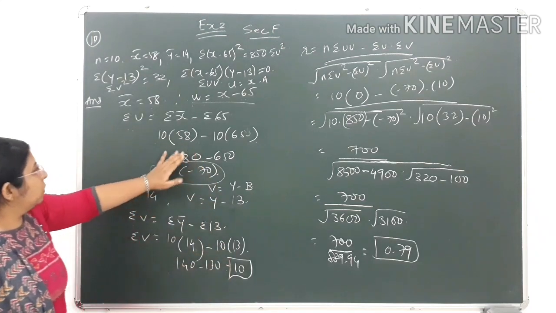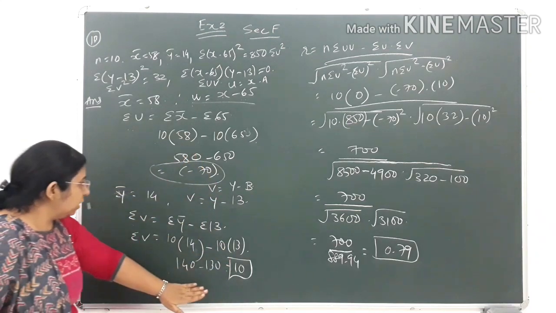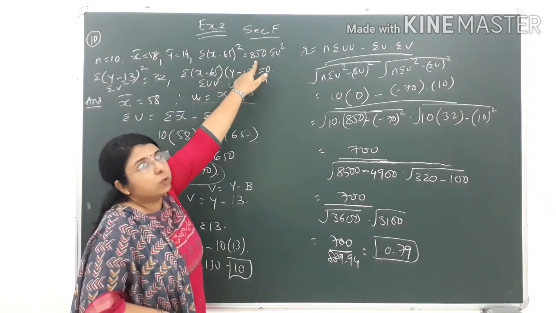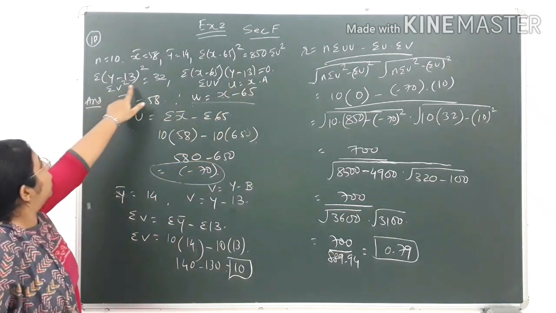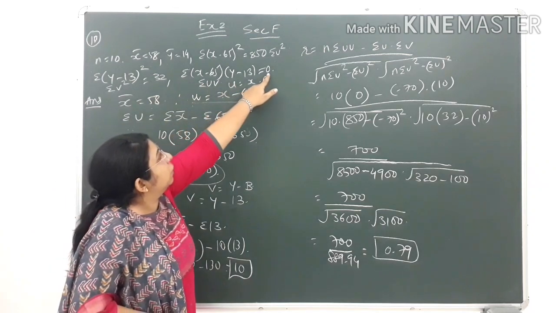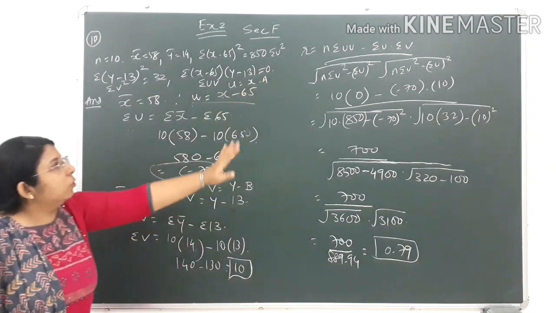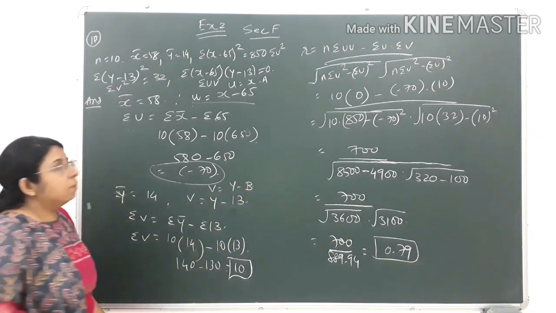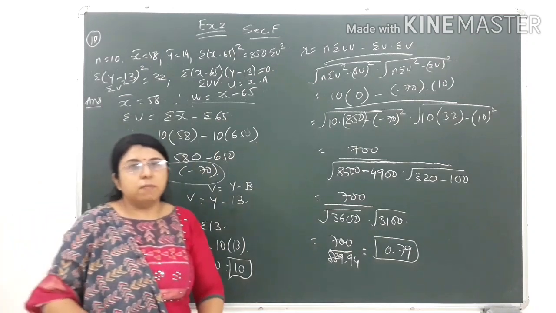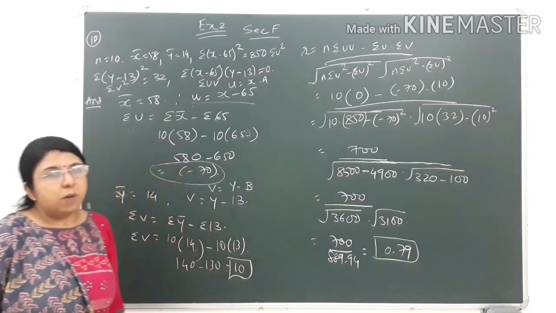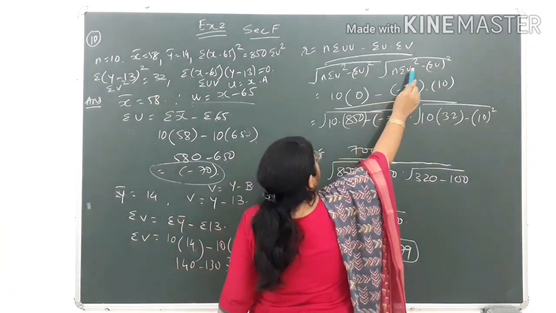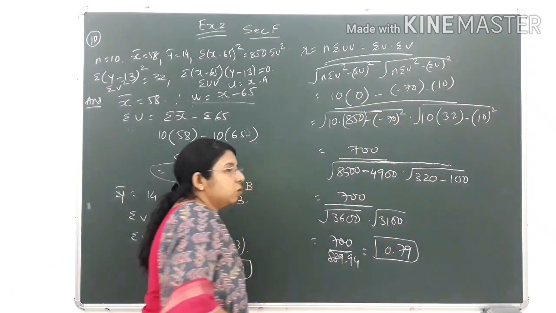Now sigma u is available to you, that is minus 70. Sigma v that we have found out is 10. Sigma u square value that has been given to you in the question is 850. Sigma v square value given in the question is 32. And sigma uv value given in the question is 0. So easily you can find out the value of r by the given formula, that is n sigma uv minus sigma u into sigma v upon under root of n sigma u square minus sigma u whole square into under root of n sigma v square minus sigma v whole square.